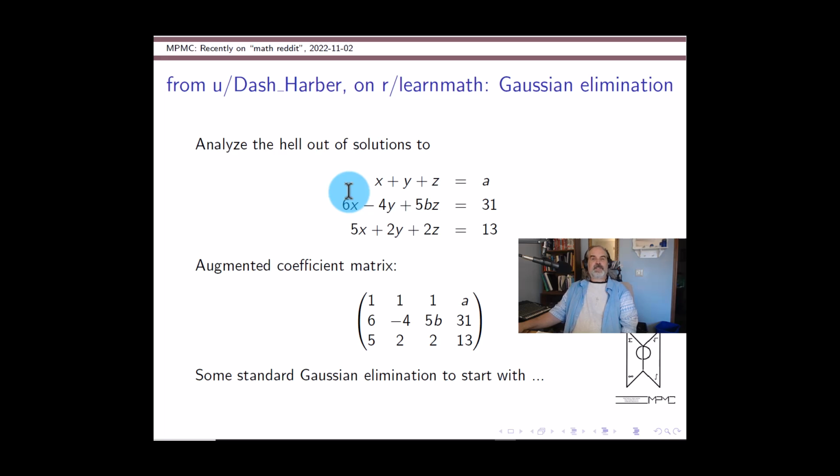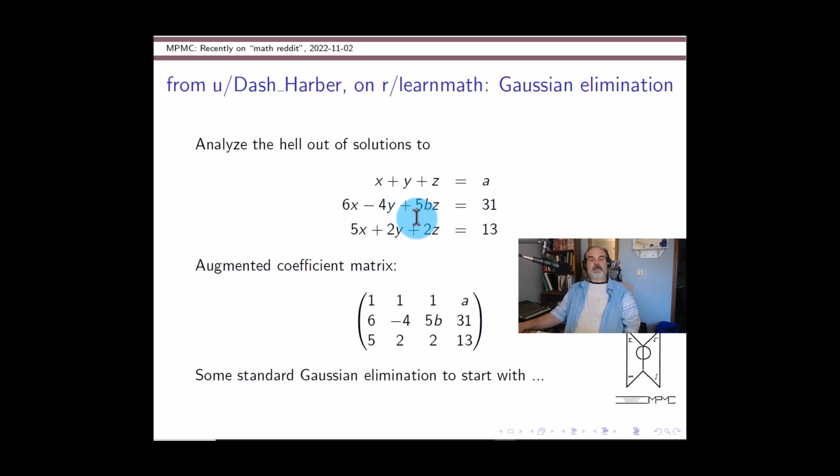And as you know, for a system of equations like this, there are 3 possibilities. You can have a unique solution, you can have no solution, or you can have infinitely many solutions. And so we are going to dive into Gaussian elimination to get a handle on this information.